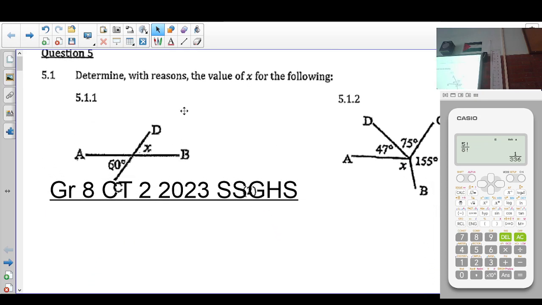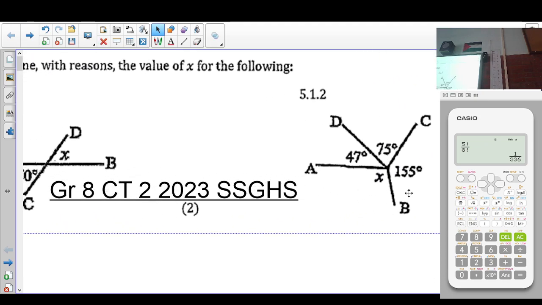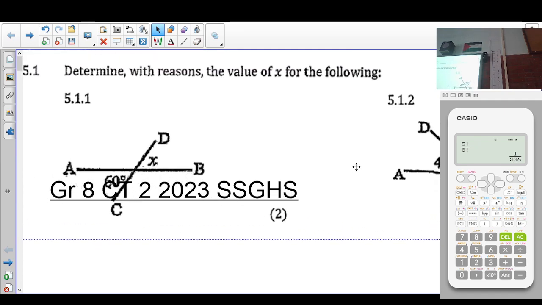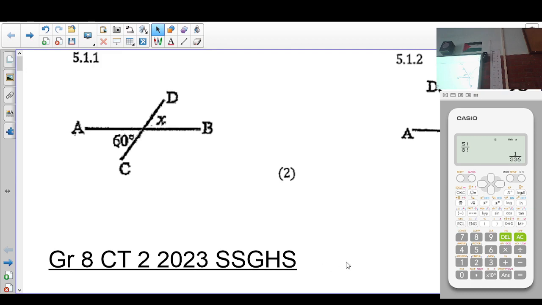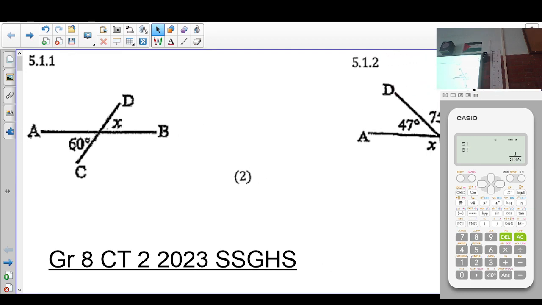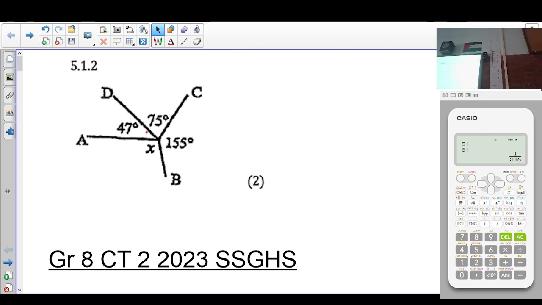So easy. Well, let's look at the first one of the geometry questions. Determine with the reason. With the reason, people. The first one. X is equal to 60. Vertically opposite. That's all. Okay, so that's fairly simple. Go with the next one.